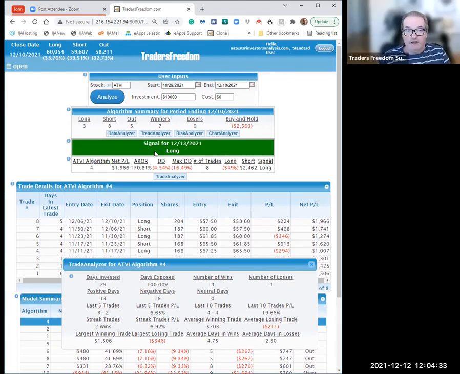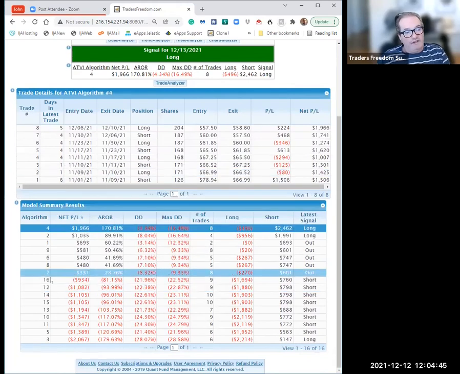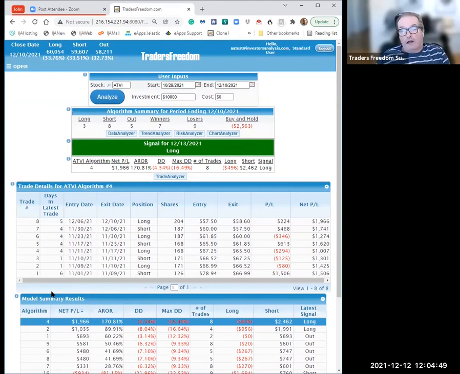As a teaser for day 2, the next time we do this, all we've looked at today is how do I analyze a stock and how do I look at the trade analyzer to see how these trades worked out once I decide which one of these algorithms or models I like. Day 2, we're going to talk about these buttons: the data analyzer, the trend analyzer, the risk analyzer, the chart analyzer. That's part of how you're going to decide how long to stay at the party with this particular stock.